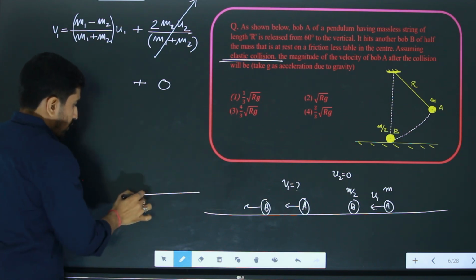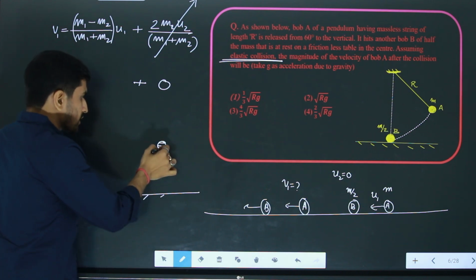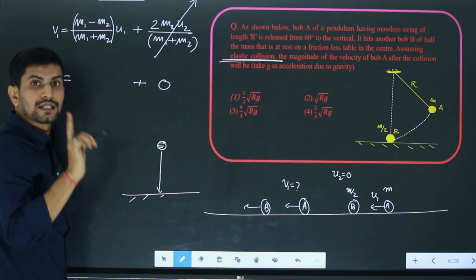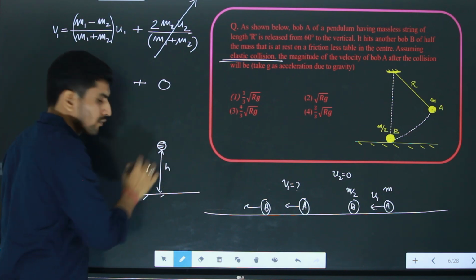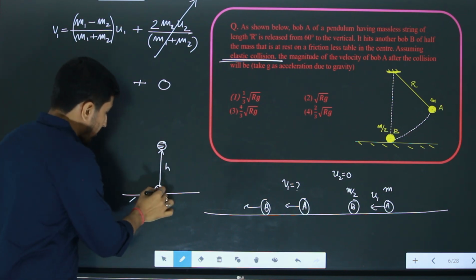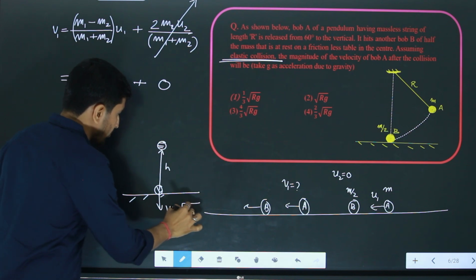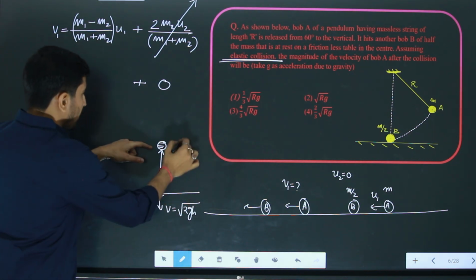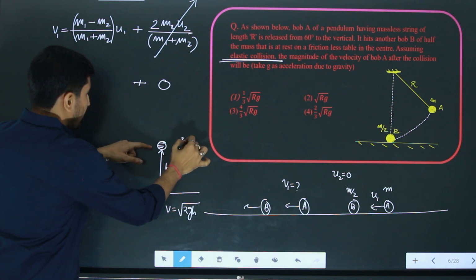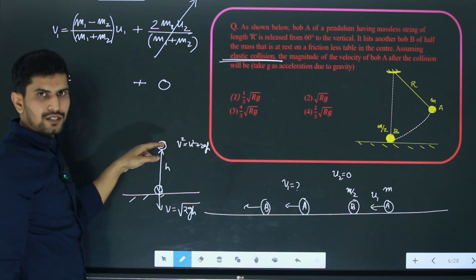See, when a body is released, not projected, from a certain height, let's say h, it will strike the ground with a certain speed. What is that speed? That speed is equal to square root of 2gh. How is it square root of 2gh? You can apply final velocity square equals initial velocity square plus 2gh and you will get the answer.